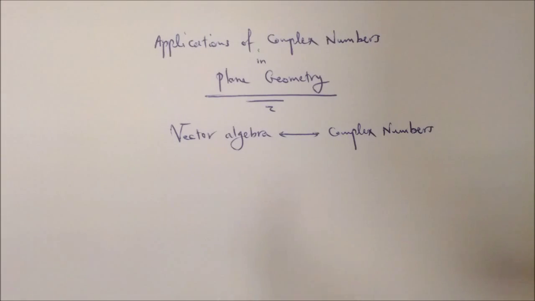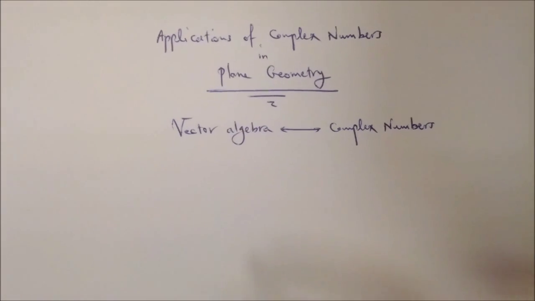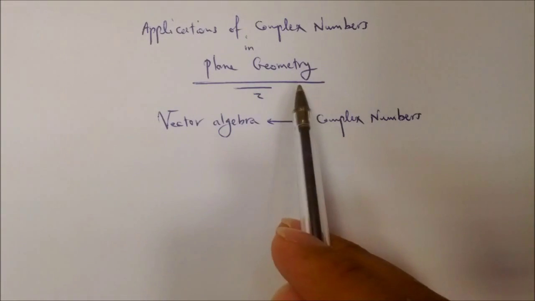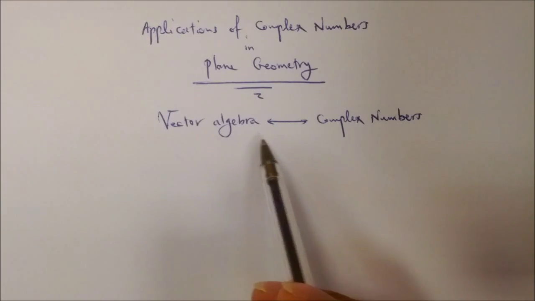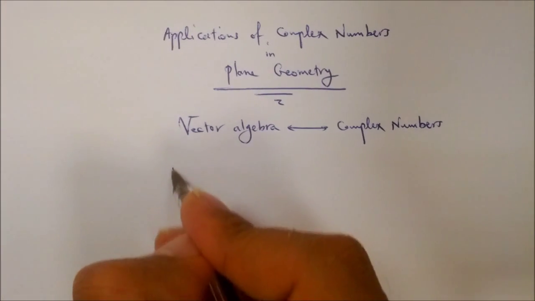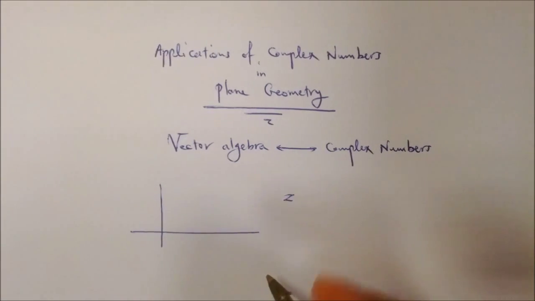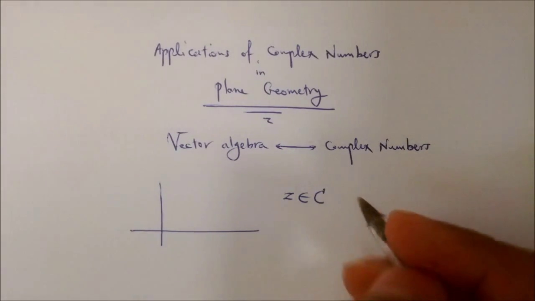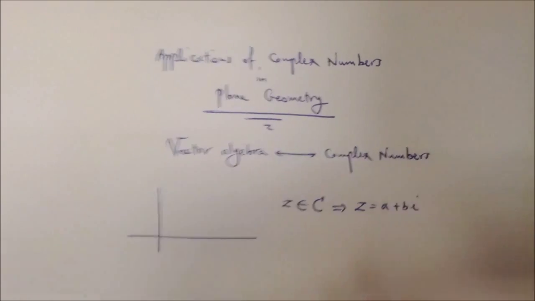So in this lecture, I'll talk about the applications of complex numbers in plane geometry. The relation between the theory of complex numbers and plane geometry is related to the relation between the vector algebra and theory of complex numbers. The basic idea is that if I consider a complex number z which belongs to the set of complex numbers C, I'll define z as a plus bi.